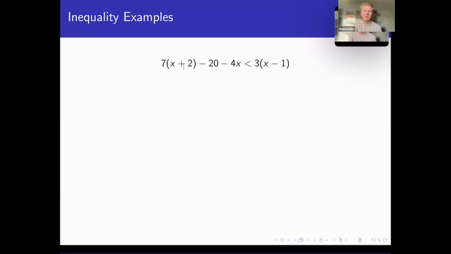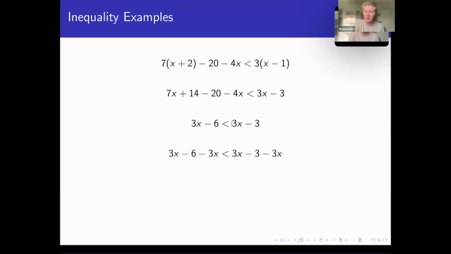Okay, 7 times (x plus 2) minus 20 minus 4x is less than 3 times (x minus 1). Okay, let's distribute 7 here. Let's distribute 3 here. And let's combine like terms. 7x minus 4x is going to be 3x. 14 minus 20 is going to be -6. And maybe if you have the foresight from 1.1, you already start to notice something is wrong. Well, let's combine our x's. So let's subtract 3x on both sides. When we do that, it happens to go away and we're left with just -6 is less than -3.